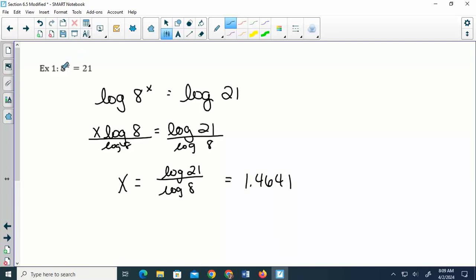1.464. Let's check that. If you go back to the original, so if you do 8 to the 1.4641 power, does it equal 21 exactly? Not exactly, but it's close. Why is it not perfect? We rounded to 4 decimal places. The more decimal places you keep, the more accurate it will be. However, this is 20.9997, so it's extremely close. So we can still double check on that. Any questions there?